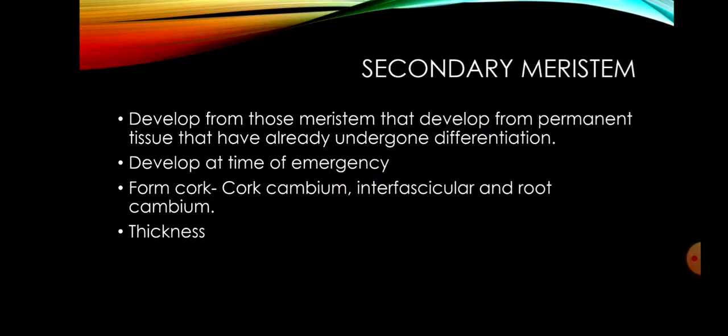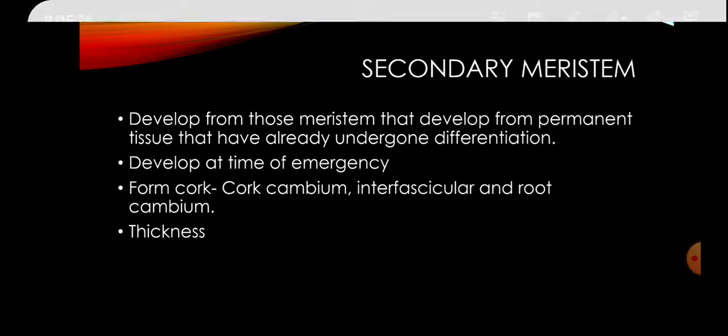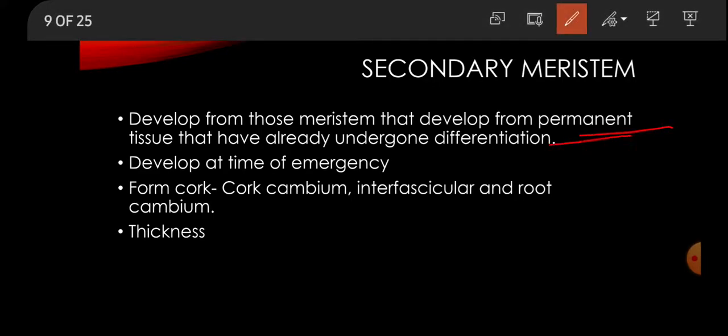Now the next type of tissue is secondary meristem. Secondary meristems are those meristems which develop from the permanent tissues that already exist. Means क्या है? Primary meristem से develop होके क्या बनाएंगे? Secondary meristem. So the lateral meristems help in increasing the girth of the plant, while the secondary meristems develop at the time of emergency. Means अगर plant में कोई wound हो गया तो उसको recover करने के लिए secondary meristem will come. They form cork, which includes cork cambium, interfascicular cambium, and the root cambium. They also contribute in increasing the girth of the plant.